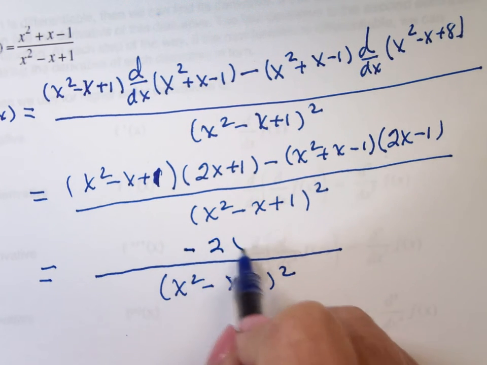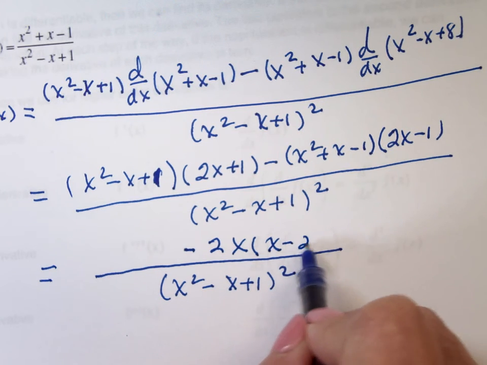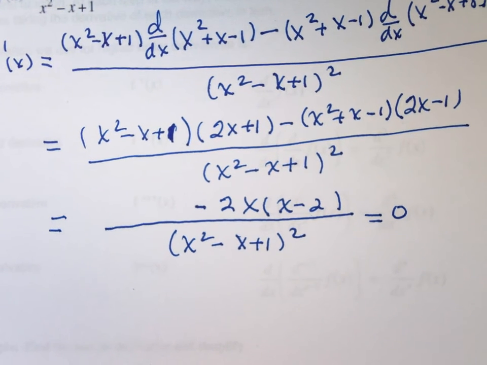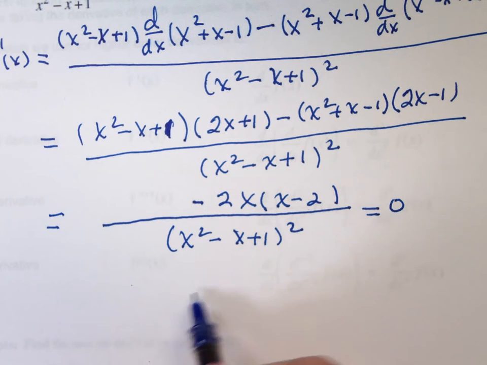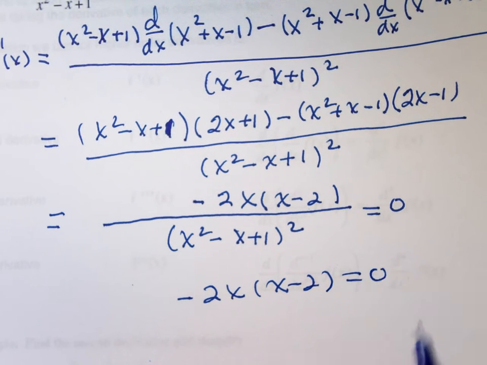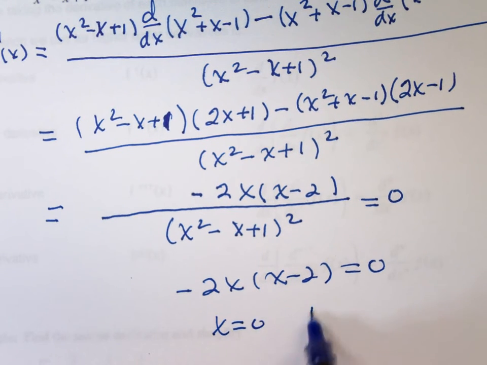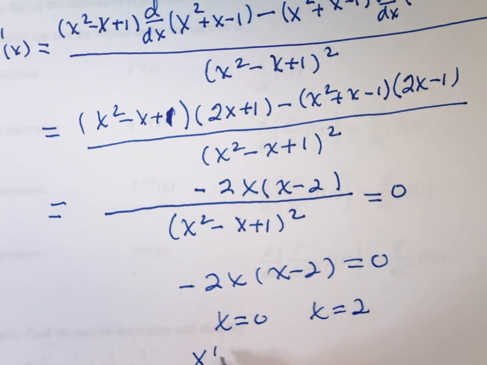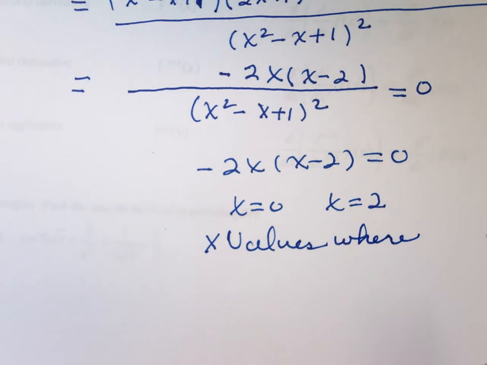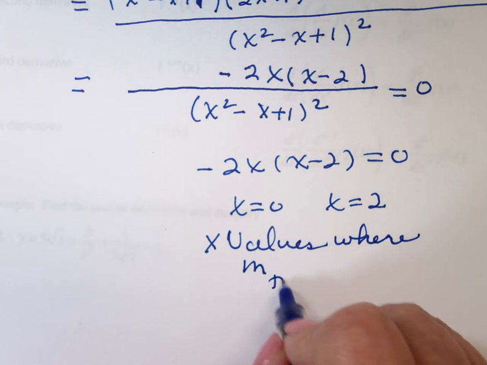So this is 2x times x minus 2. I'm going to set this equal to 0 because I want the slope of the tangent to be 0. The only way this can be 0 is if the numerator is 0. So I get that x is 0 and x is 2. So these are the x values where the slope of the tangent equals 0.